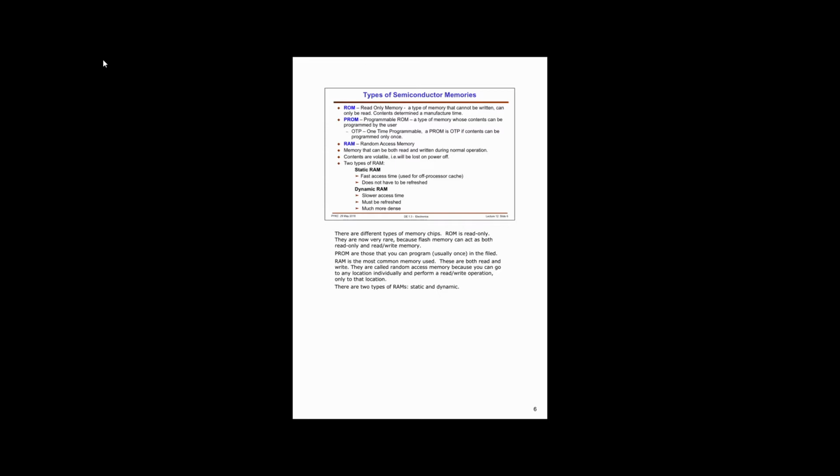And there is random access memory. There are two types of RAM, static RAM and dynamic RAM. Okay, you already know the full form of RAM. The full form of RAM is random access memory.